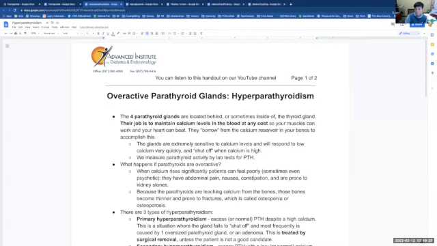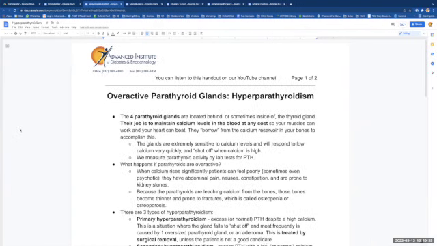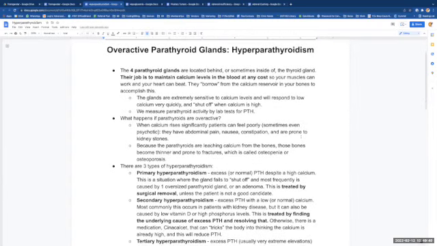Overactive parathyroid glands. This is called hyperparathyroidism. You have 4 parathyroid glands, and they're located behind or sometimes inside of your thyroid gland. The parathyroid's job is to maintain calcium levels in the blood at any cost, and this is necessary so your muscles can work and your heart can beat.